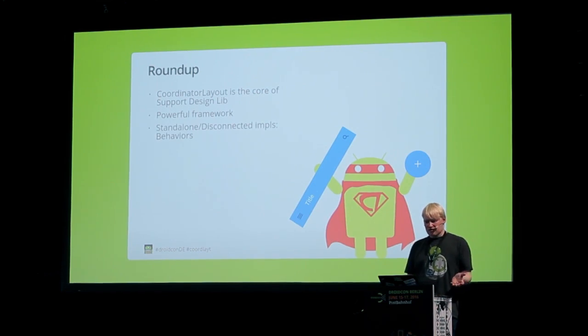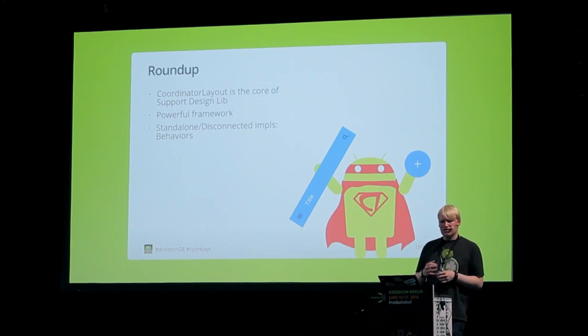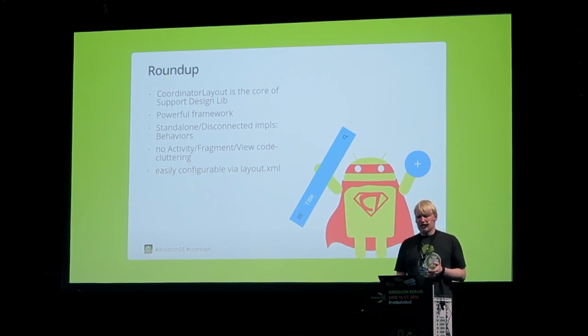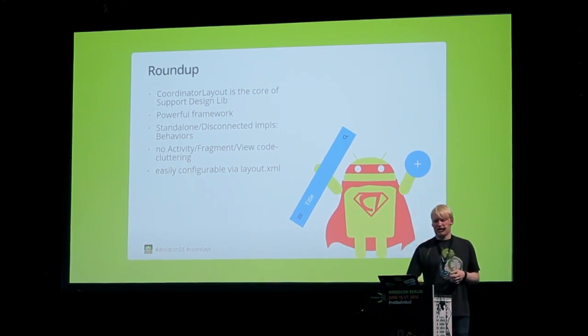Behaviors are really powerful because they are completely disconnected from other code of your app. For example, when you want to have complex animations, you can use the behaviors without cluttering up your code inside your views, inside your activities or fragments, as said. And when you implement them properly, you can easily configure them by just XML.